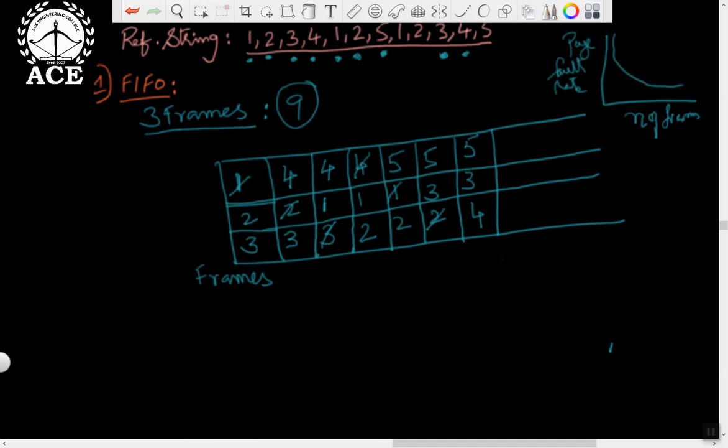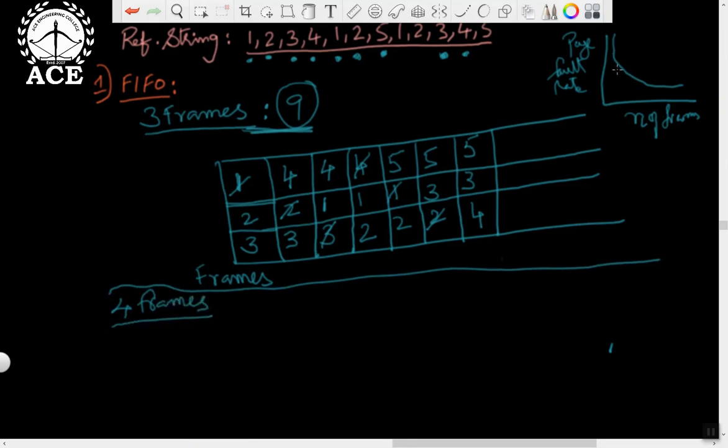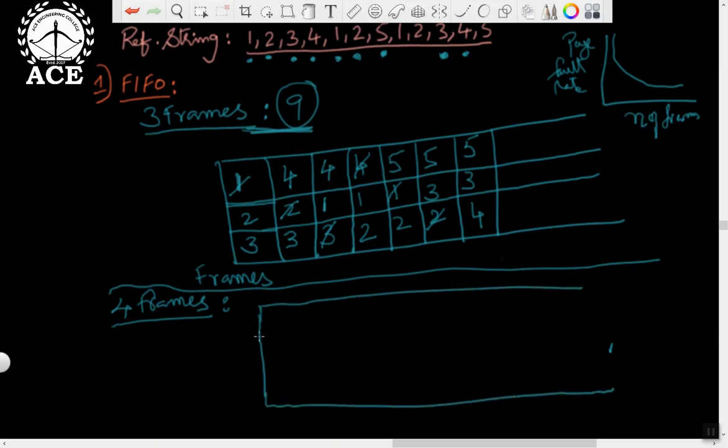So with 3 frames I got 9 page faults. Suppose I work out this problem now with 4 frames. Following this natural characteristic, with 4 frames the number of page faults should decrease. Am I right? It should become less than 9. So let us work out and see, with 4 frames will the number of page faults become less than 9 or will it be something different? Okay, so let's work out.